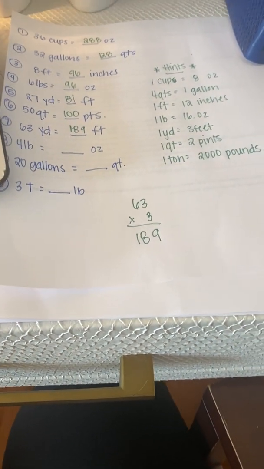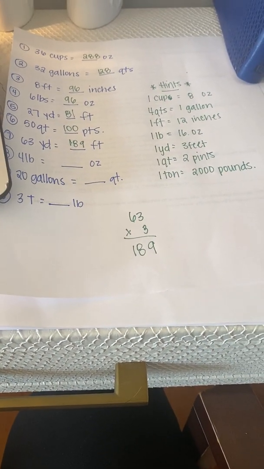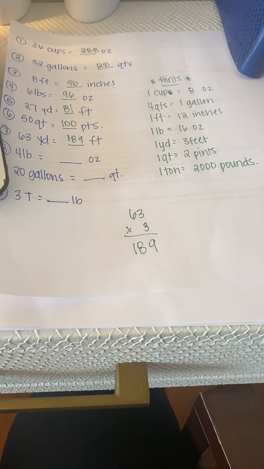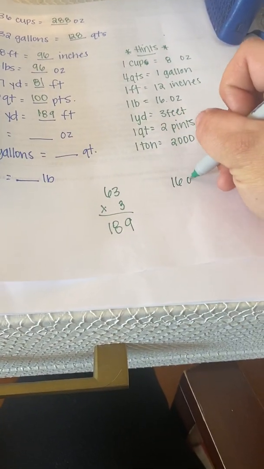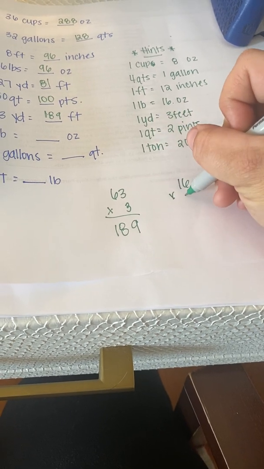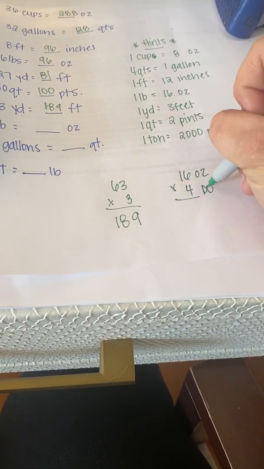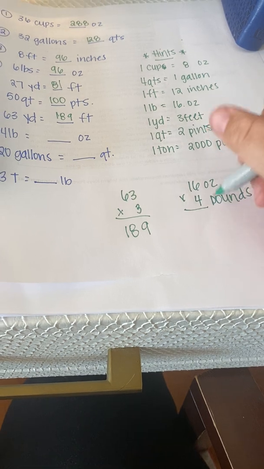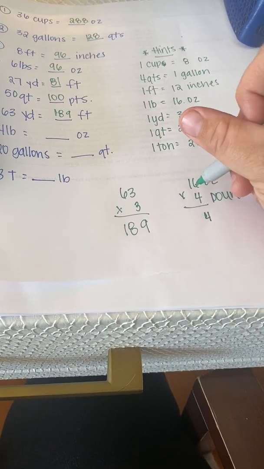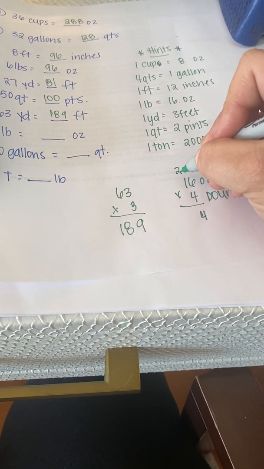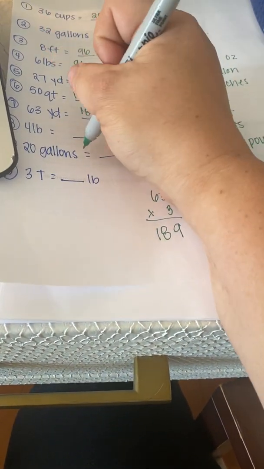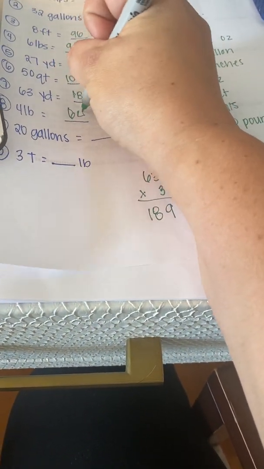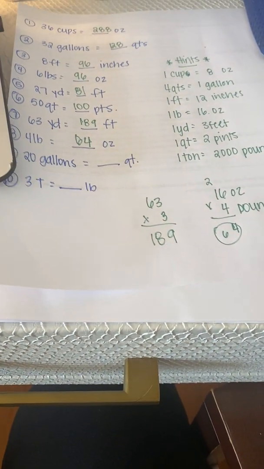Next, we have 4 pounds equals how many ounces? So we know that 1 pound equals 16 ounces. So we would have to do 16 ounces times 4 pounds. 6 times 4 is 24. 4 times 1 is 4, plus 2 is 6. So we would have 64 ounces in 4 pounds. Ooh, that was kind of messy, sorry.